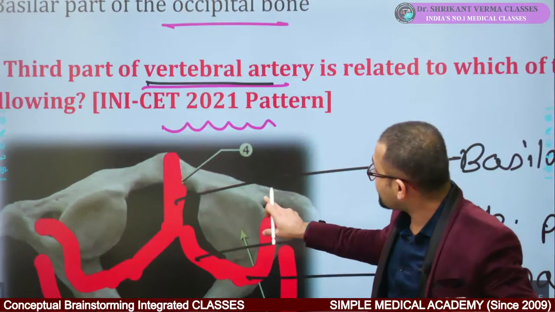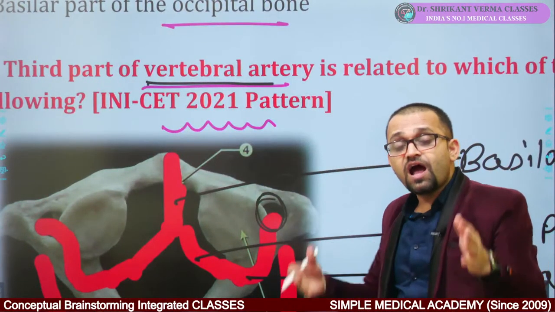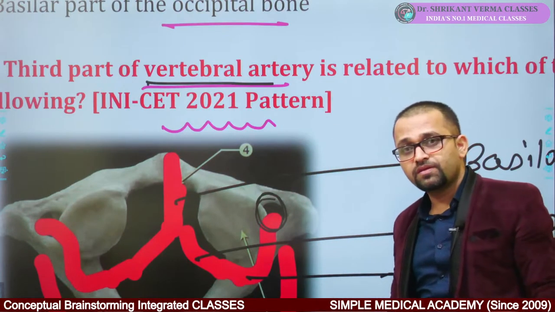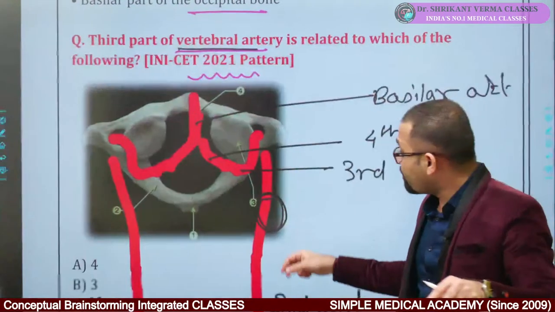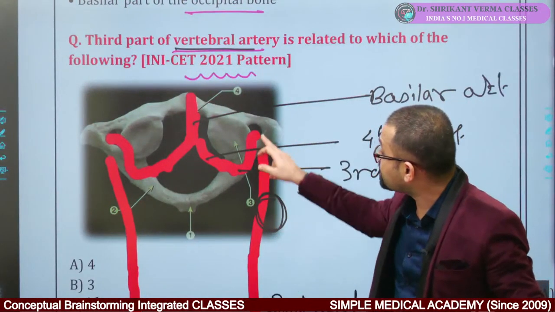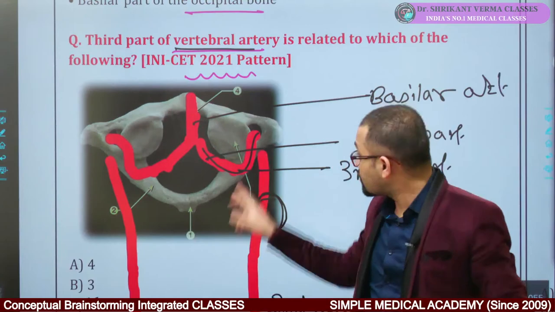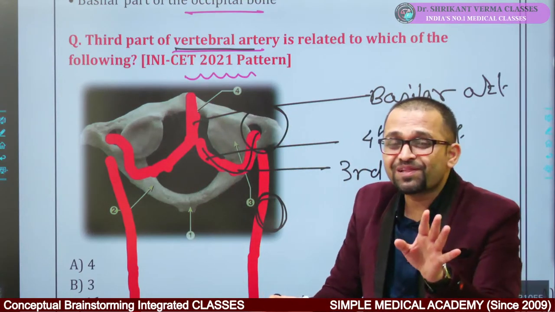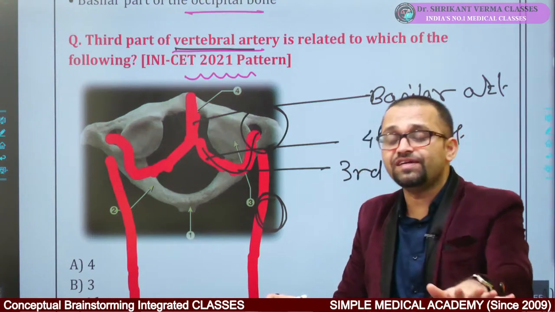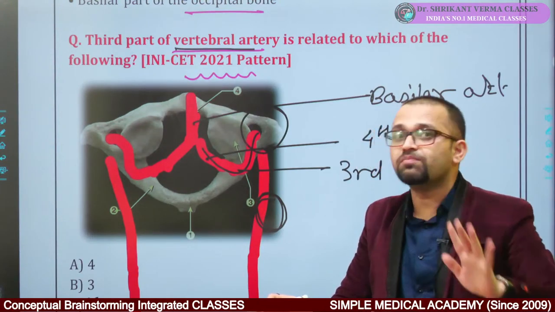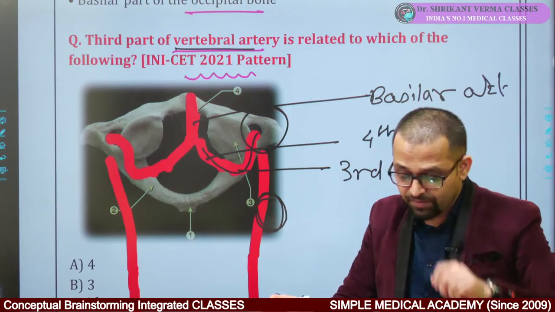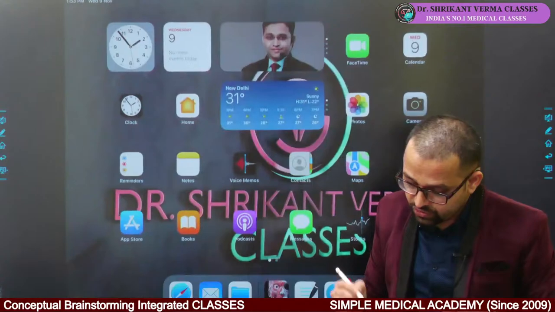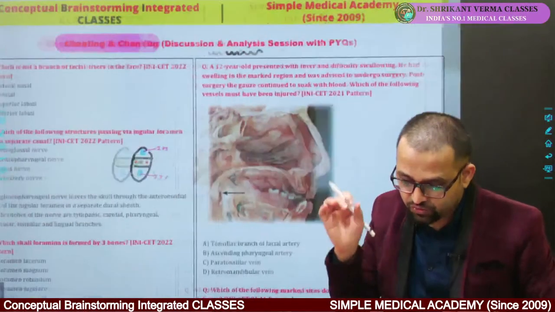Foramen transversarium, which structure is passing through it? Answer was the vertebral artery. One liner question, the old question. They are asking the same question, but now they are asking the part. First part, second part, they are asking the third part. They are not asking the second part. Means, kehne ka matlab, abhi bhi pattern wahi hai. Poochne ka tarika badal gaya hai. But they are asking the same important things. Agree everybody?